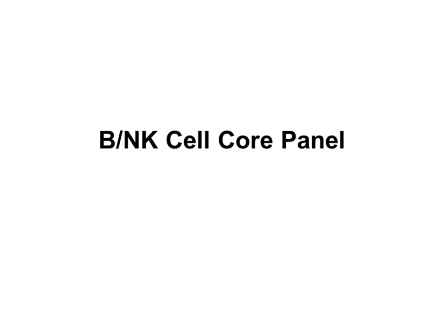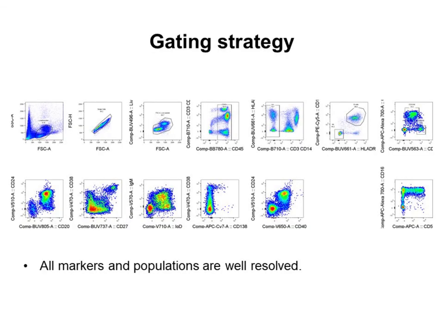We won't have time today to cover the same level of detail. So I'm just showing you for this B and NK panel how we are able to resolve the different populations of B and NK cells. Using the IGs like IgM and IgD and CD27, you can really nicely see the populations on the lower left plots, while we could also identify the subset of NK cells on the top right plot. So all markers and populations were resolved.